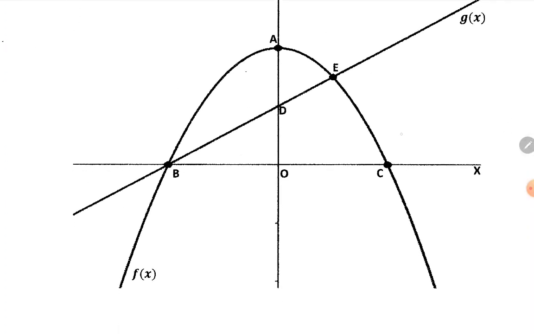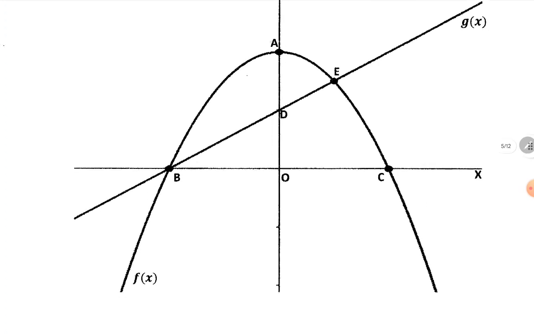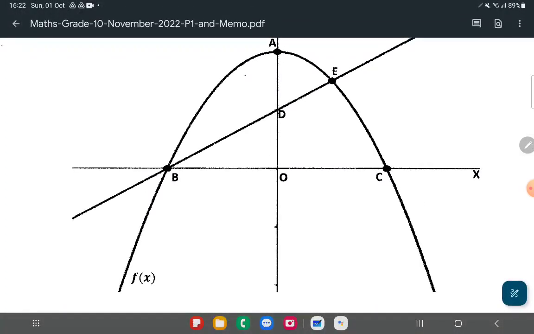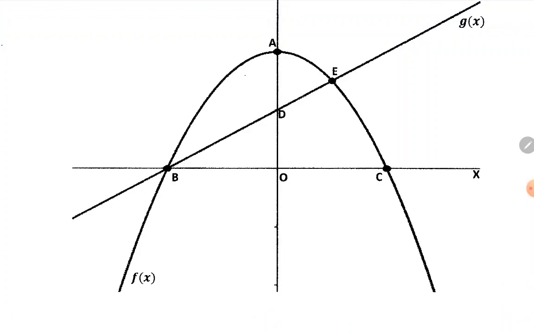So f(x) is this negative parabola and g(x) is the straight line graph. Question number 1 says, what are the coordinates of A? The coordinates of A is our turning point over there. Notice that the turning point is also the y-intercept for f(x). So let's see if we can answer this question.